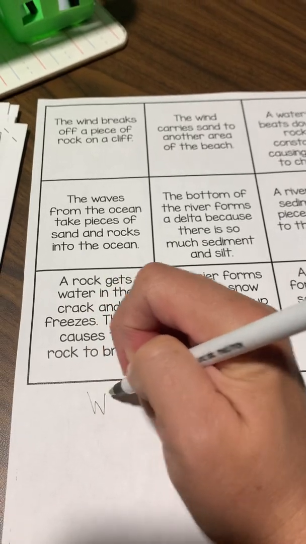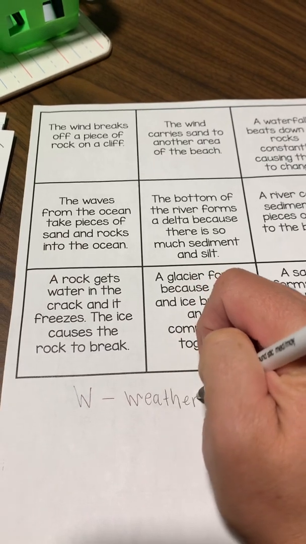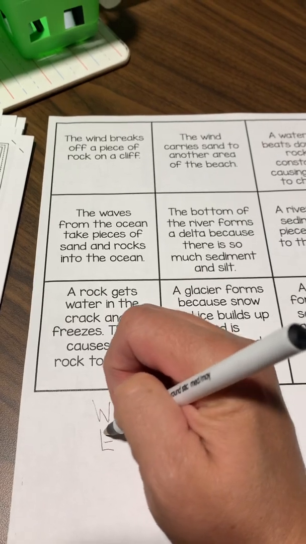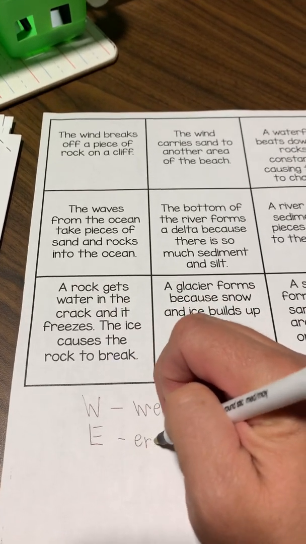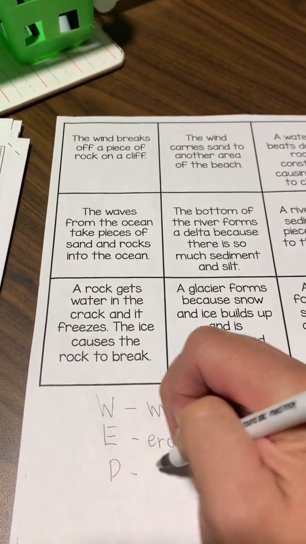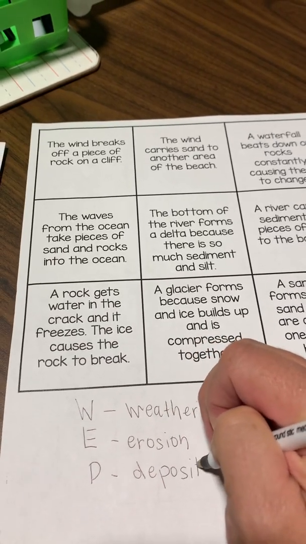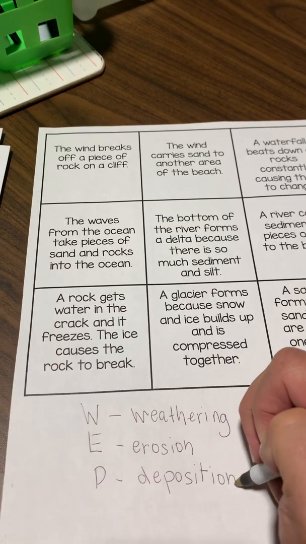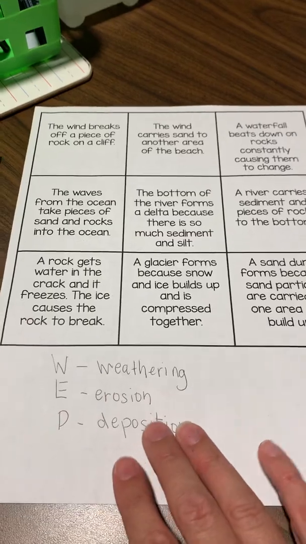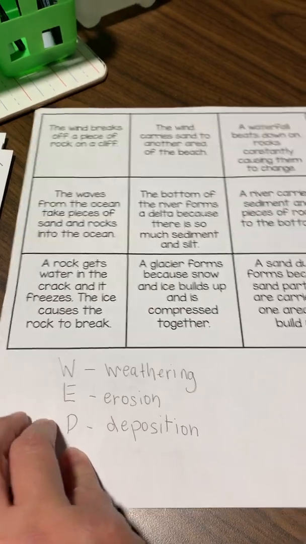as a W for weathering, an E for erosion, and a D if it is deposition. Deposition has the word deposit in it. Deposit means that you leave something behind, like at a bank. You deposit your money in the bank. That means you're leaving something behind, putting something somewhere. So that's what deposition means. It comes from the word deposit.